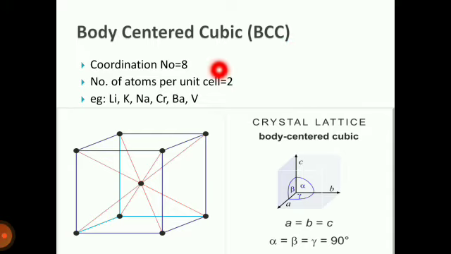Coordination number in the BCC structure is 8, and the number of atoms per unit cell is equal to 2. Examples: lithium, potassium, sodium, chromium, barium, vanadium. Again, as this is a cubic crystal system, the unit cell parameters are a = b = c, and the angles between them are alpha = beta = gamma = 90 degrees.